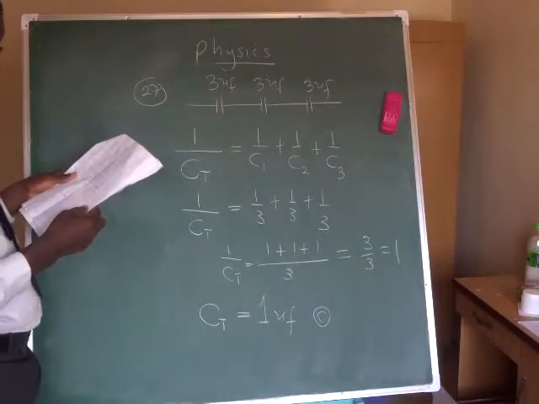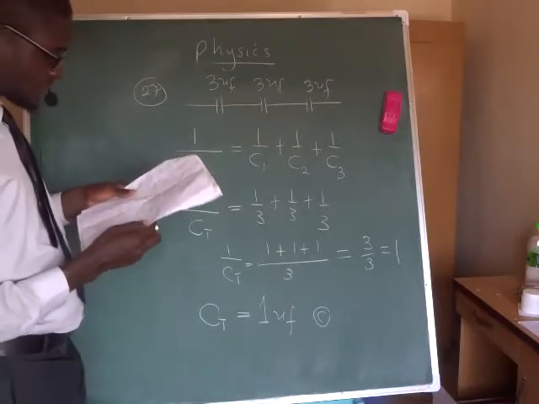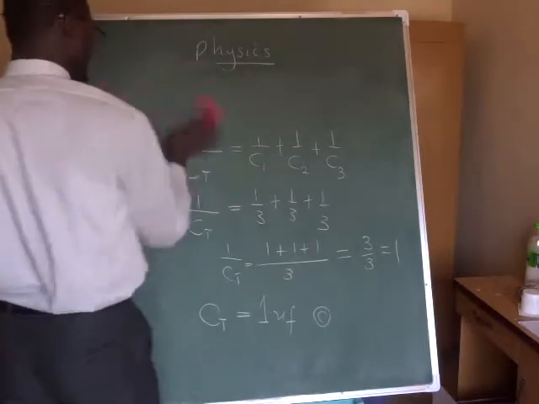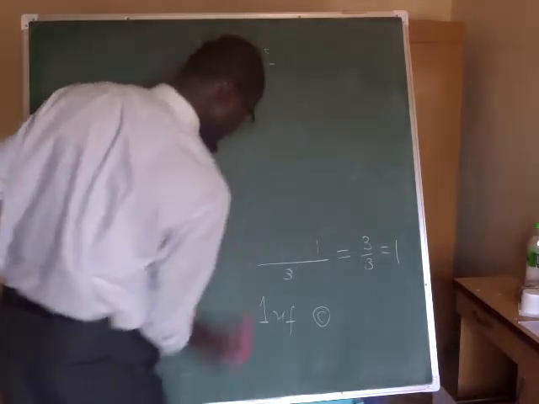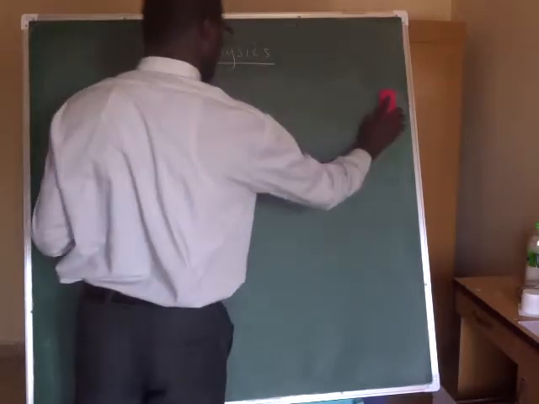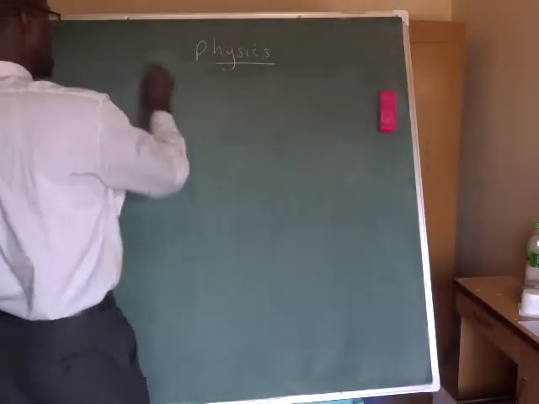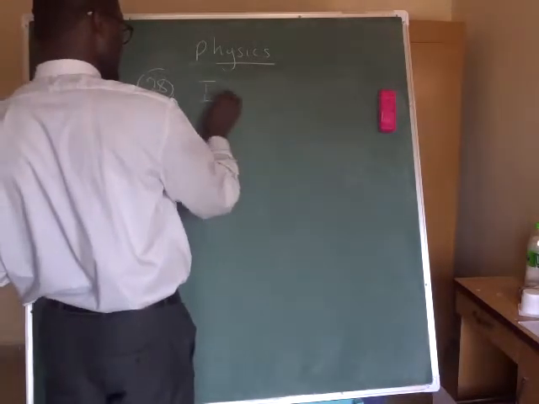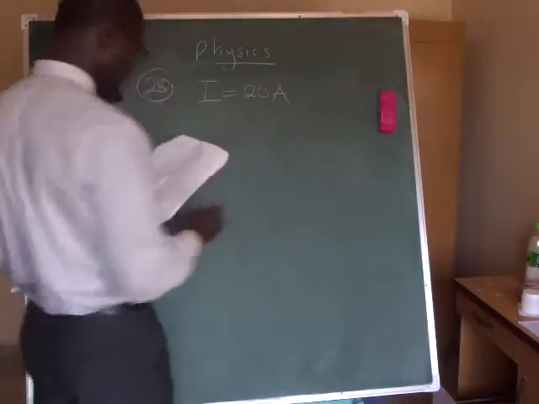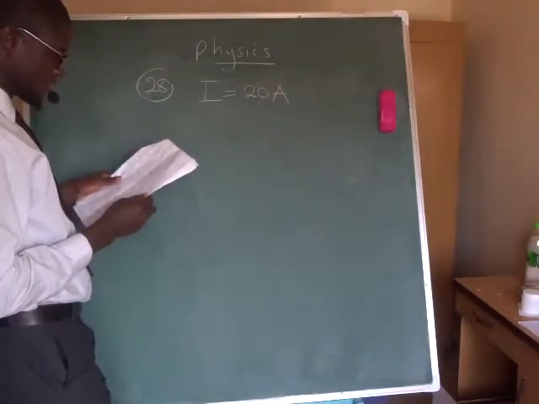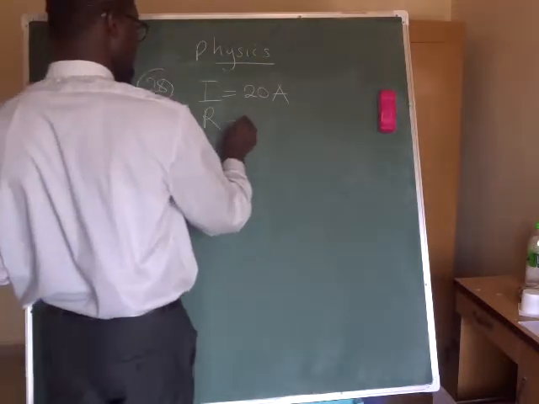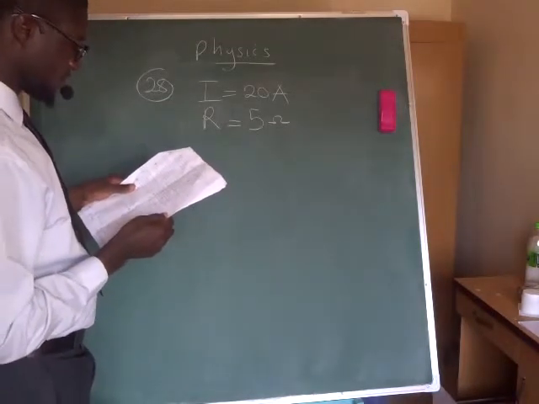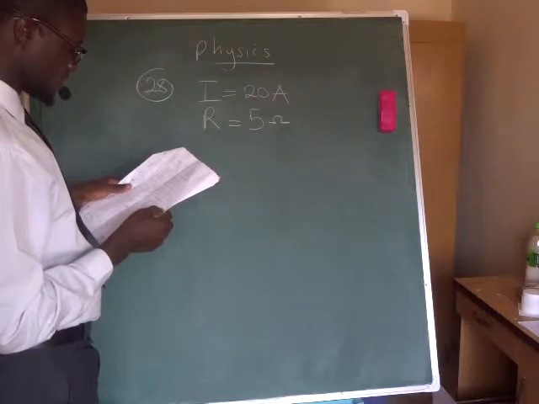Next question is question 28. 28 is also a calculation. Question 28 says a current of 20 ampere flows through a cable whose resistance is 5 ohms. The question says calculate the electric power dissipated.